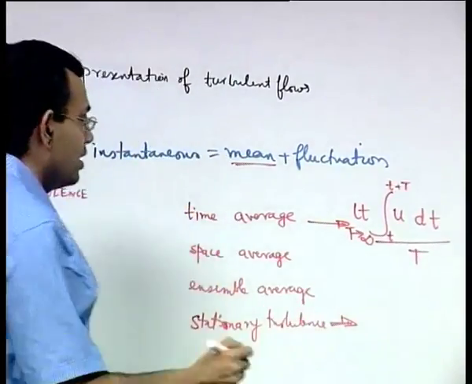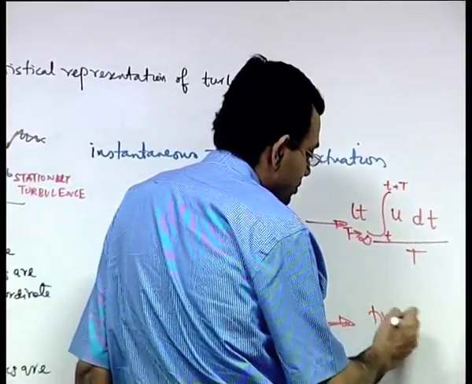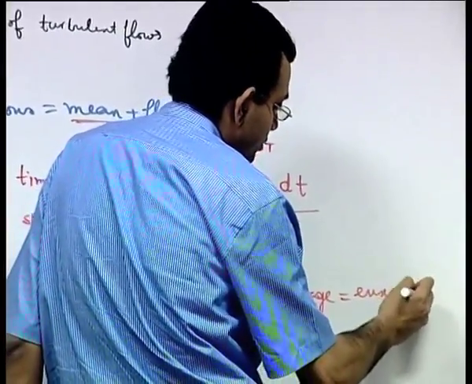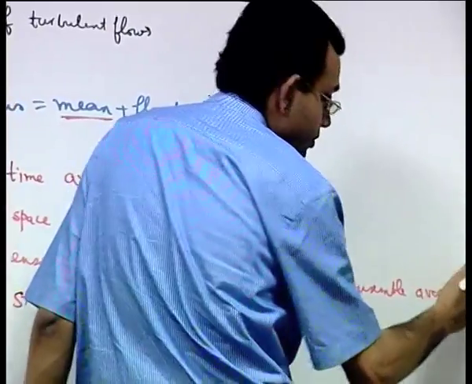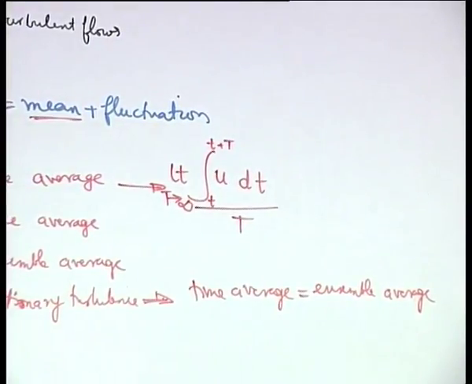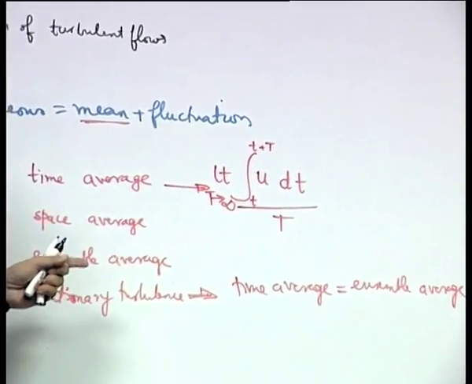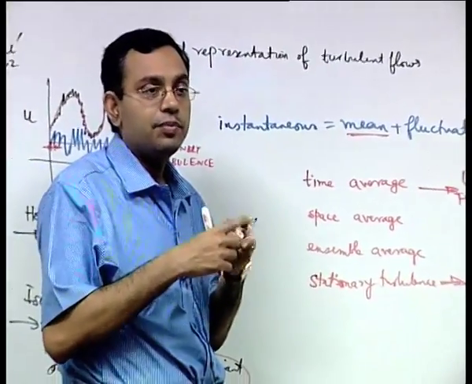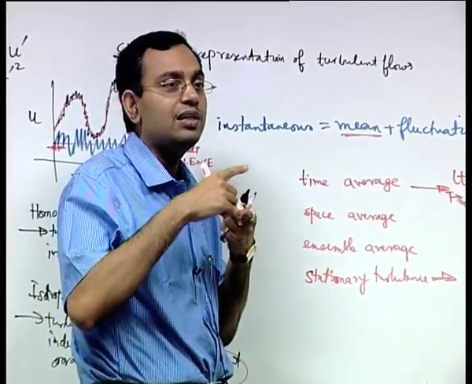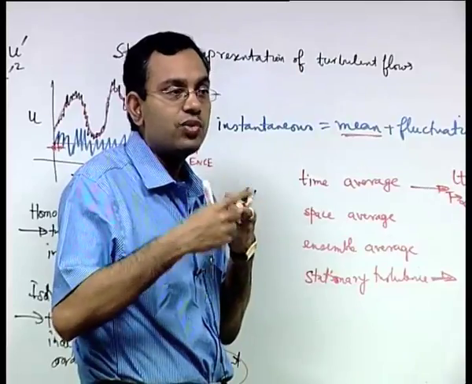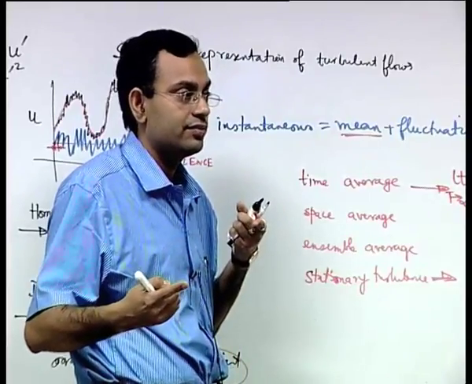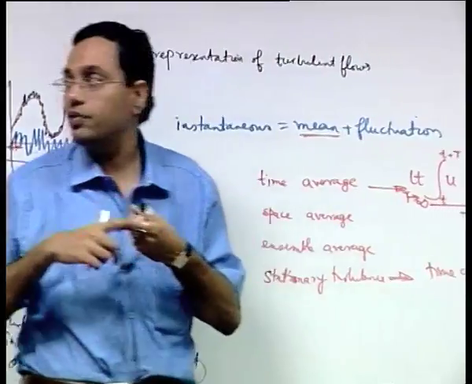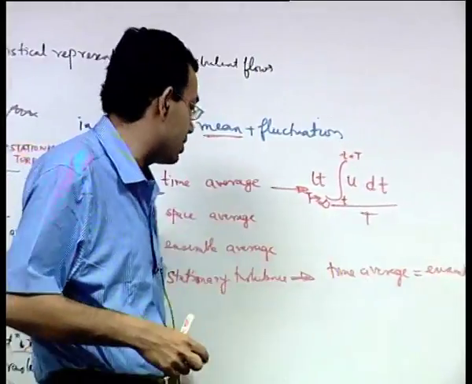what will that imply? It will imply that time average is equal to ensemble average, right, because if you have stationary turbulence, that means turbulence statistics do not change with time. So getting a reading at a different time is as good as getting a reading for a different experiment. So averaging over time is as good as averaging over different random experiments. So time average equals ensemble average.